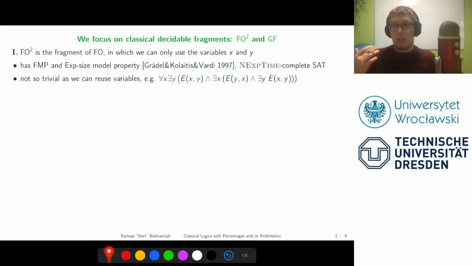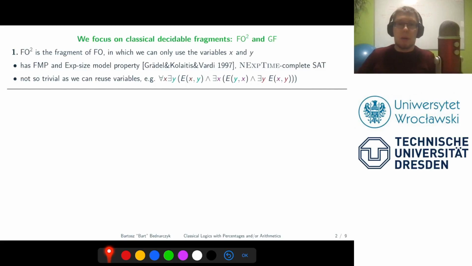And the logic is not that trivial as we can reuse variables. So, for example, this formula specifies that every element has an outgoing path of length at least 3. So I can reuse x, then quantify over y, then reuse x again, and so on. And this logic is expressive enough to capture many description logics like, for example, ALC and also modal logics.